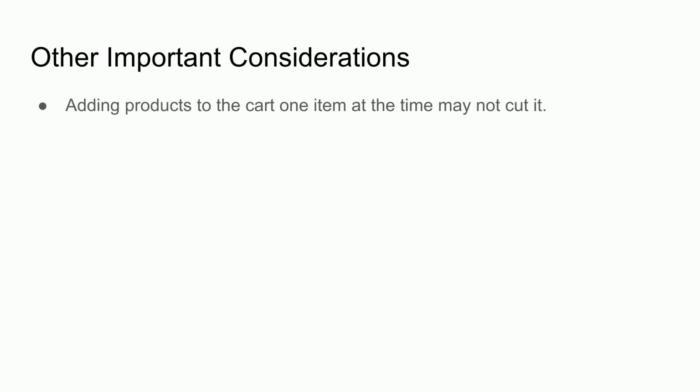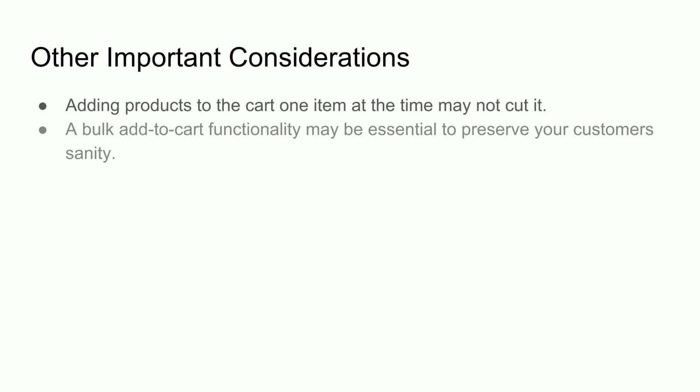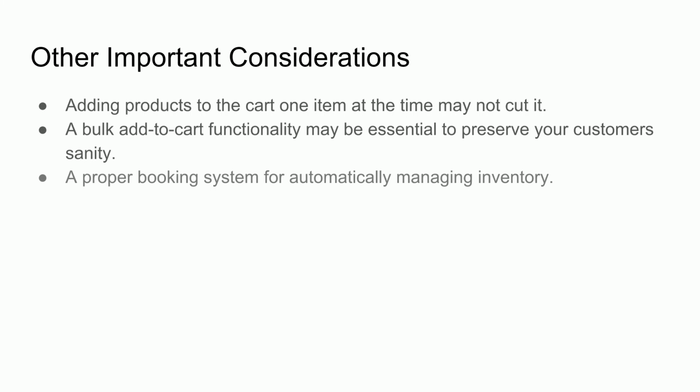Other important consideration, we touched on that earlier on. Adding products to the cart, one item at a time, may not cut it for all use cases, right? And we'll see one of those. A bulk add to cart functionality may be essential, and we will see such an example. A proper booking system for automatically managing inventory is a big piece, and I'm not going to show you this piece. I'm going to give you hints as to what you could use to do that, but that's a big system in itself. That's a complicated system.